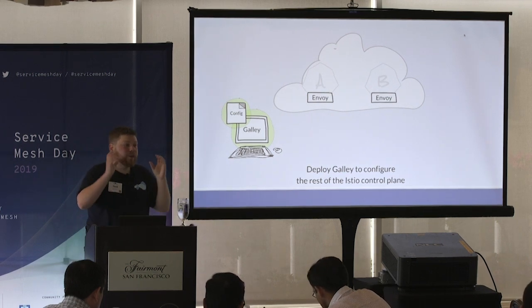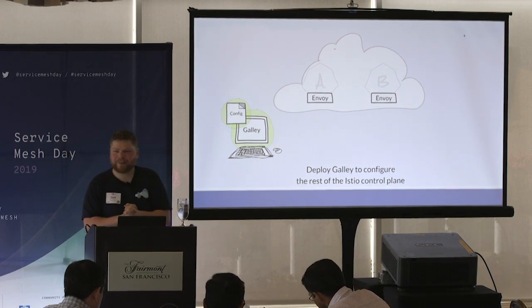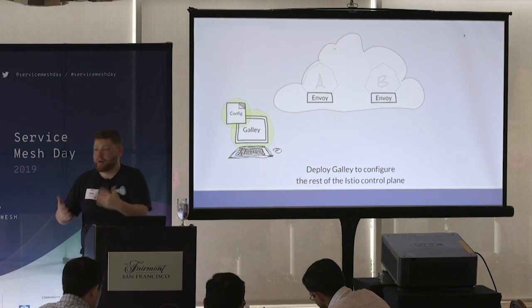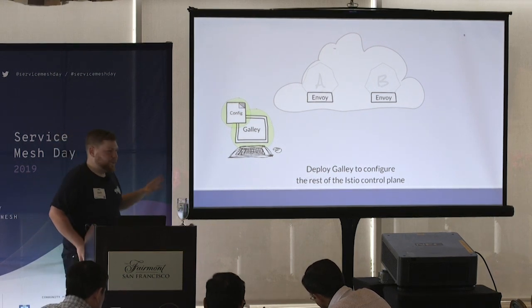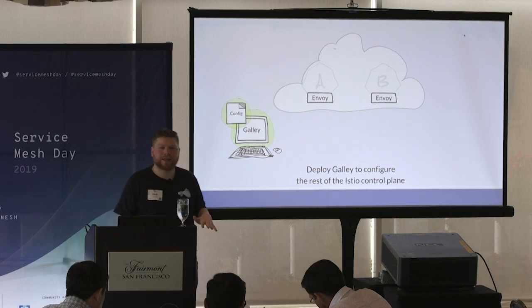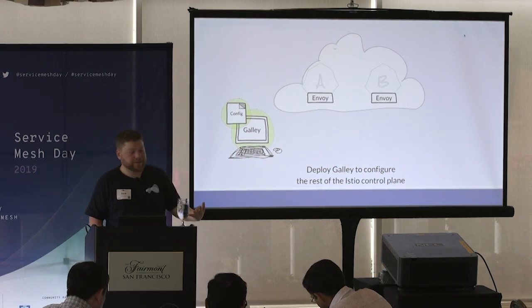Alrighty, so we have a set of envoys, but envoys just sitting there don't do anything. We need to actually program them. We need to give them behavior. So that is the function of the Istio control plane, and it's composed of 4 pieces.